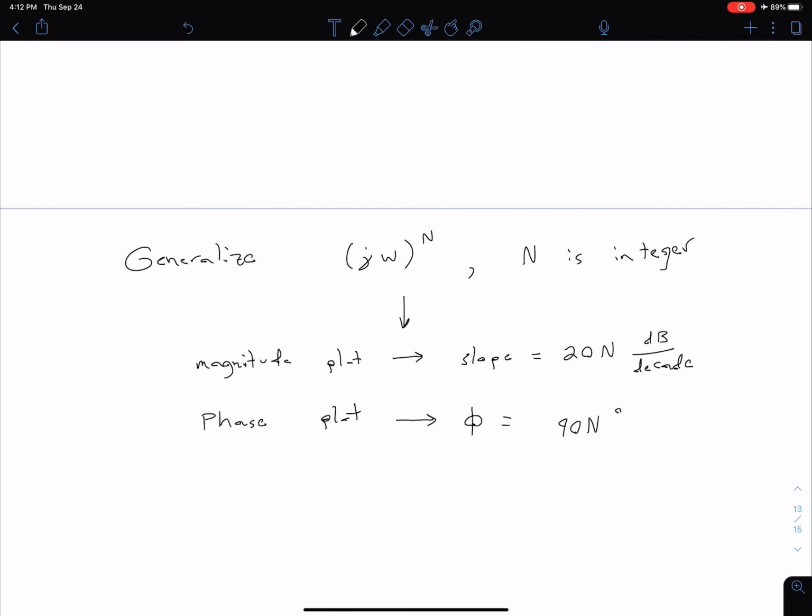So as a simple check, we could plug in 1 and negative 1, and we see that both of those cases check out with what we've just covered for our simple pole and simple 0, our pole and our 0 at the origin. So for instance, if we had j omega to the power of 2, that would give us a 40 decibel per decade slope, and we would have a 180 degree phase angle. So that's how we use this general information here.